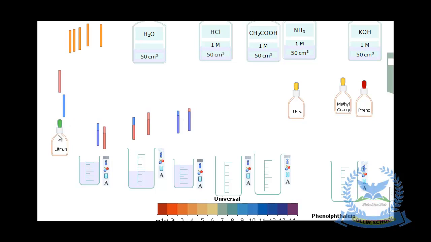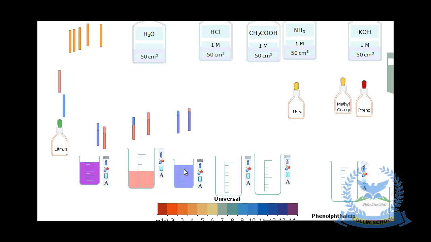Litmus solution in a neutral substance, as you can see, is purple. So litmus solution turns purple in any neutral substance. Litmus solution in an acid, as you can see, is red. Litmus solution in a base is blue.